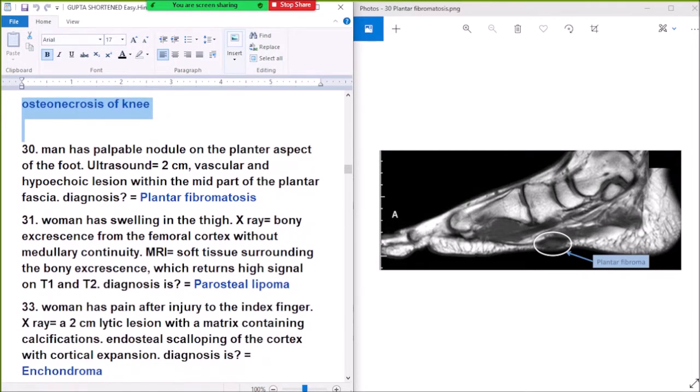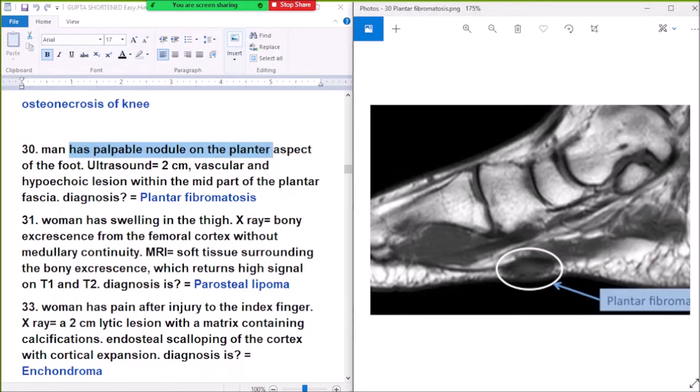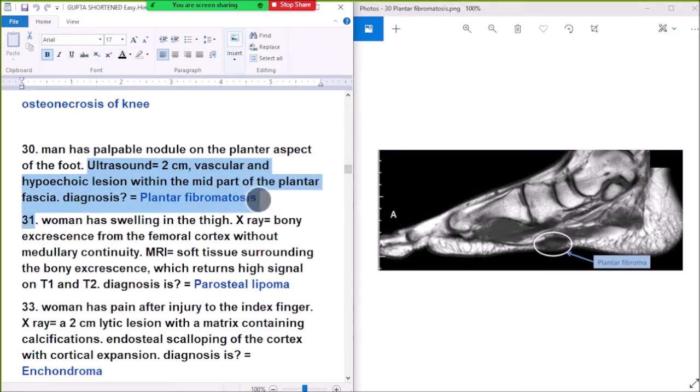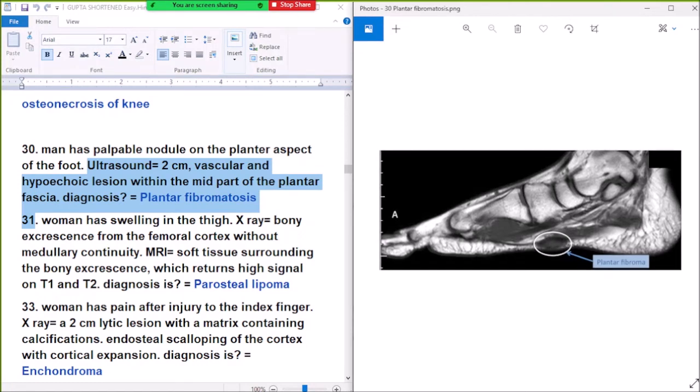Question number 30. A man has a palpable nodule on the plantar aspect of the foot. Ultrasound corresponds to a 2 cm vascular hypoechoic lesion within the middle part of the plantar fascia, diagnosed plantar fibromatosis. Palpable nodule in the plantar aspect of the foot.